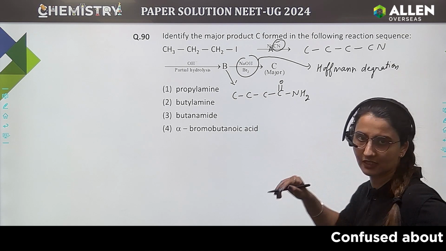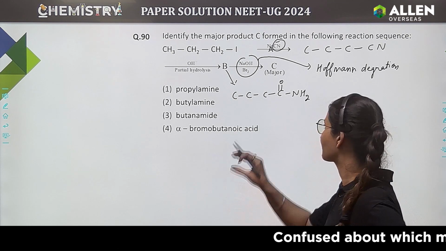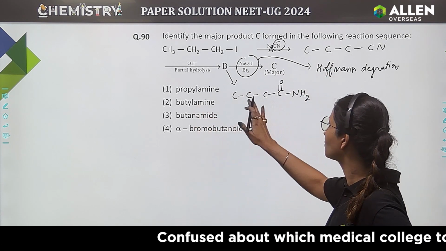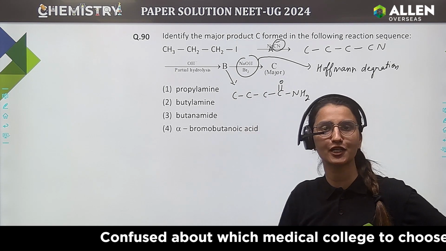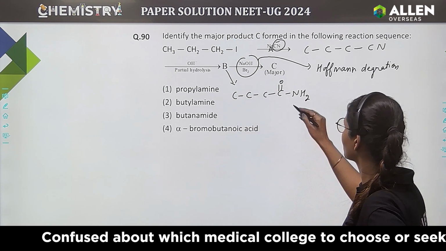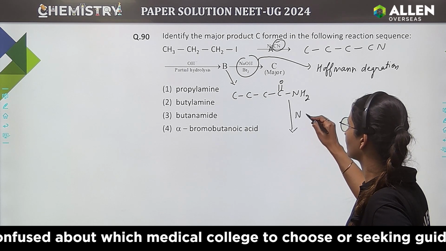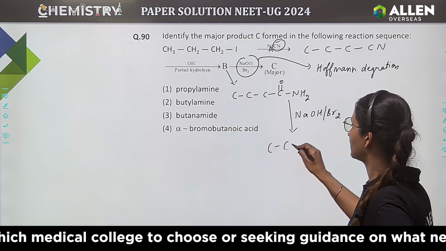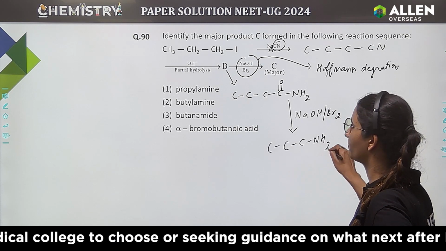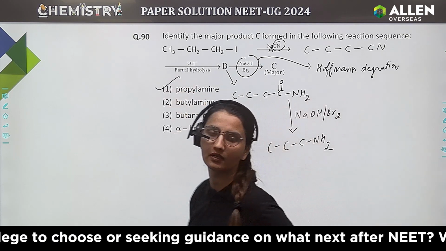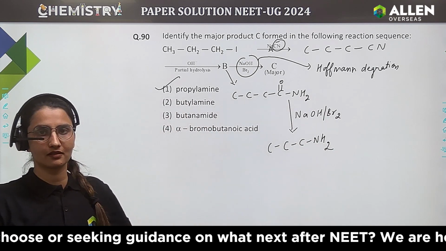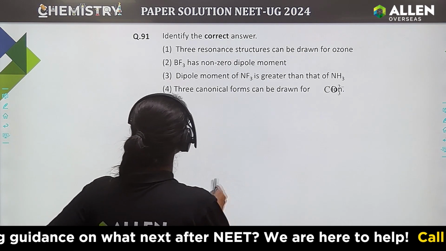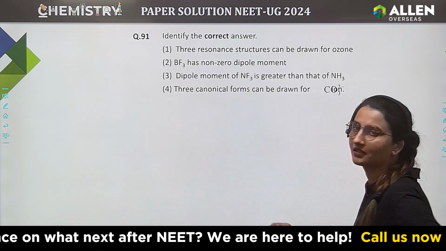So what happens in the Hoffmann bromamide degradation reaction? CO goes away. There is a mechanism, yes. Directly, instead of CO, you will attach the carbon chain with NH2. It gives you amine. So what is your product C? In this, if you put NaOH Br2, my product is CCCNH2. It is your propylamine. Option 1. Correct? Okay.